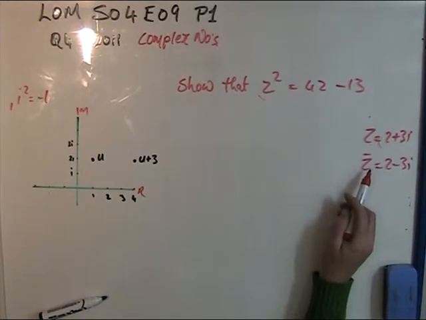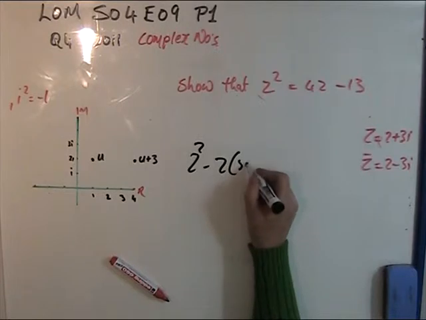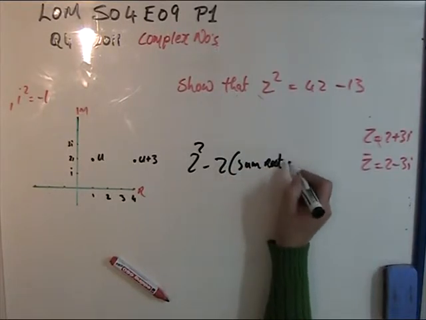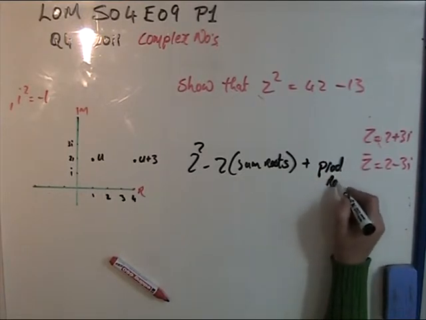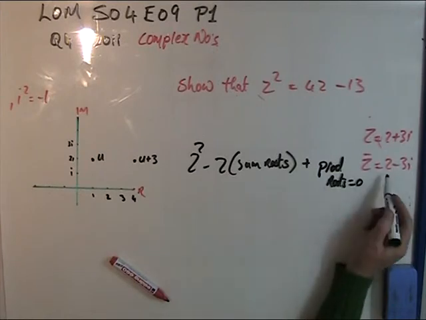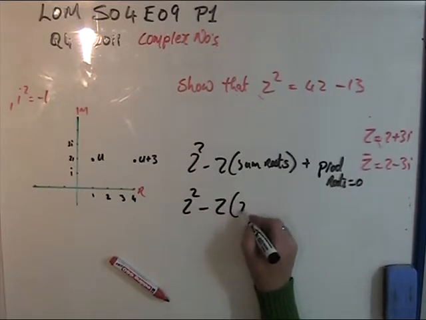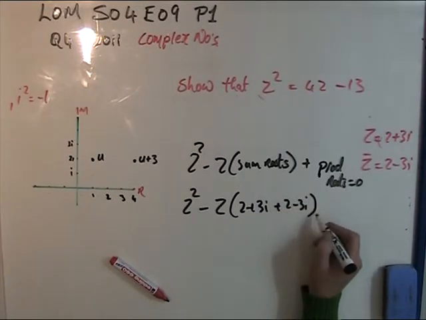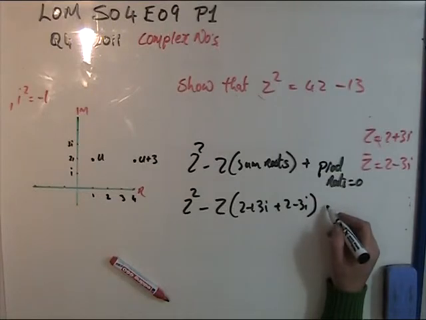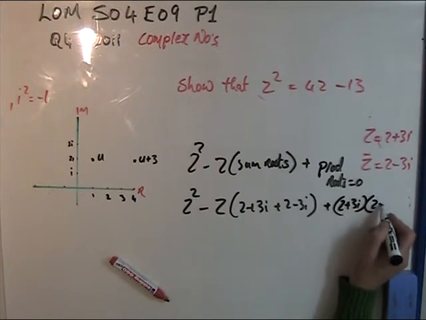Okay, now we'll just use the formula: z squared minus z times the sum of the roots plus the product of the roots. So we've got the roots here, the conjugate and z. So we put z squared minus z times the sum of the roots, which is 2 plus 3i plus 2 minus 3i, plus the product of the roots, so we'll just put them in, 2 plus 3i by 2 minus 3i.